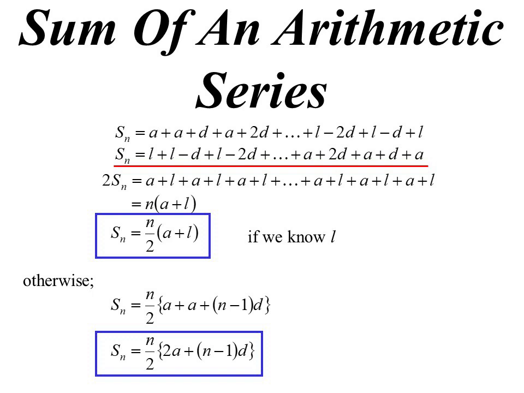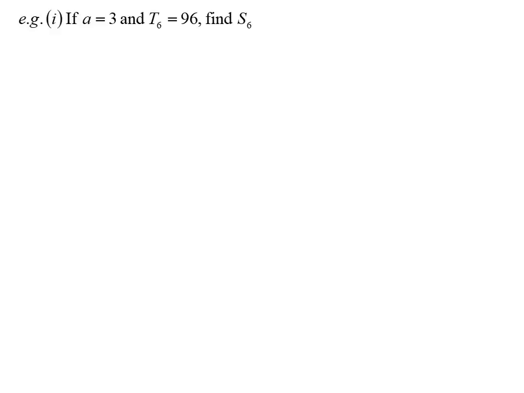Let's do some examples. First term is 3. The sixth term is 96. So what's the sum to 6? In this case, I know the first term. I also know the last term because they want the sum to 6 and they've told us what term 6 is. So I can use that n on 2, a plus l formula. Substituting in, and we get 297.